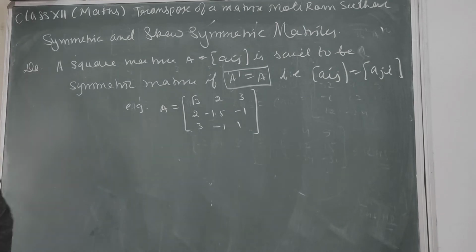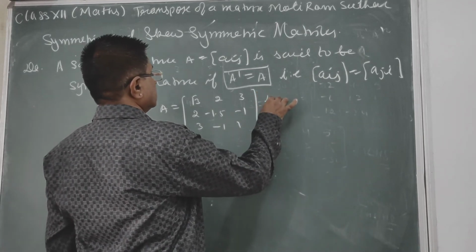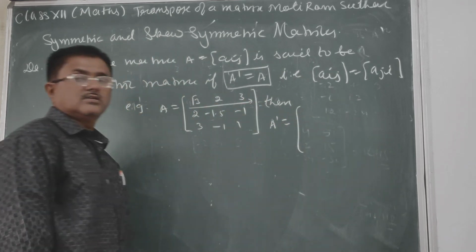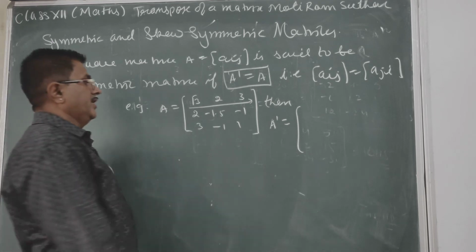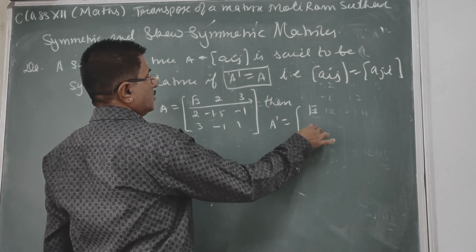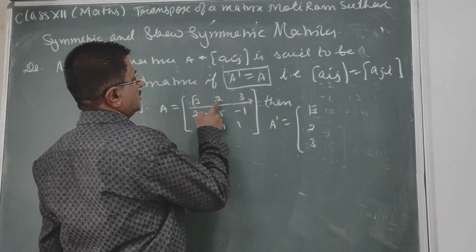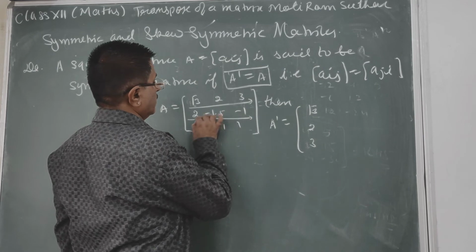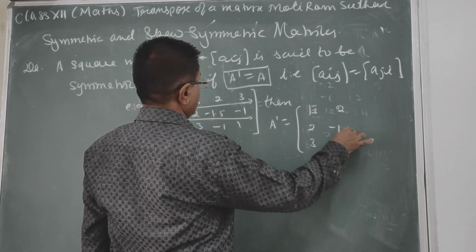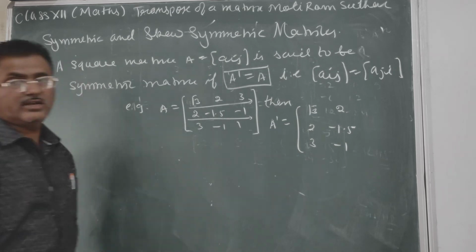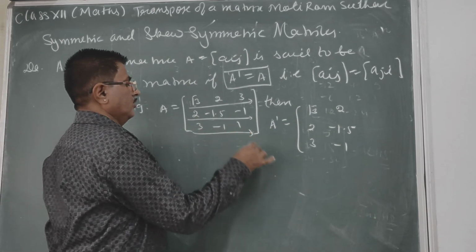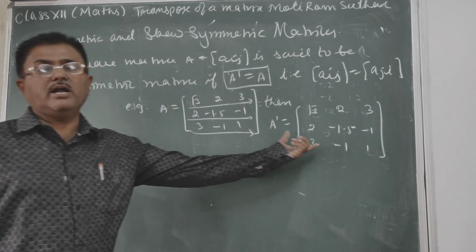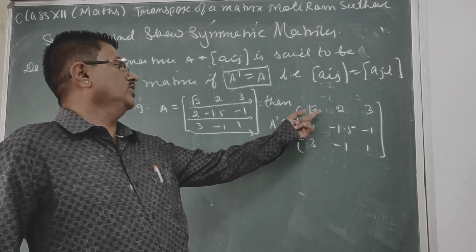Now if you want to find the transpose of this matrix, see A transpose. So we convert the first row into the first column, that is row 3, 2. This first row, 3, 2, I have written in the first column. Similarly, the second row into the second column, and the third row into the third column. But actually what we are getting, look, is the same matrix again.